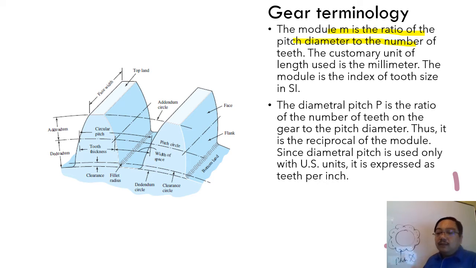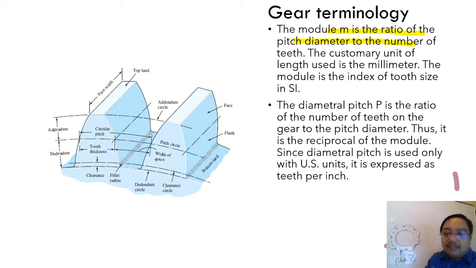You can see the bigger the module, meaning the bigger the teeth. The smaller the module, the smaller the teeth. The customary unit of length used is millimeter, and the module is the index of size in SI.